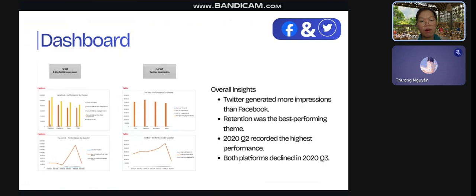We also found that retention was the best performing content theme on both platforms. Finally, both platforms reached their highest performance in 2020 Q2 before declining in 2020 Q3. Based on these results, we can draw several important conclusions.